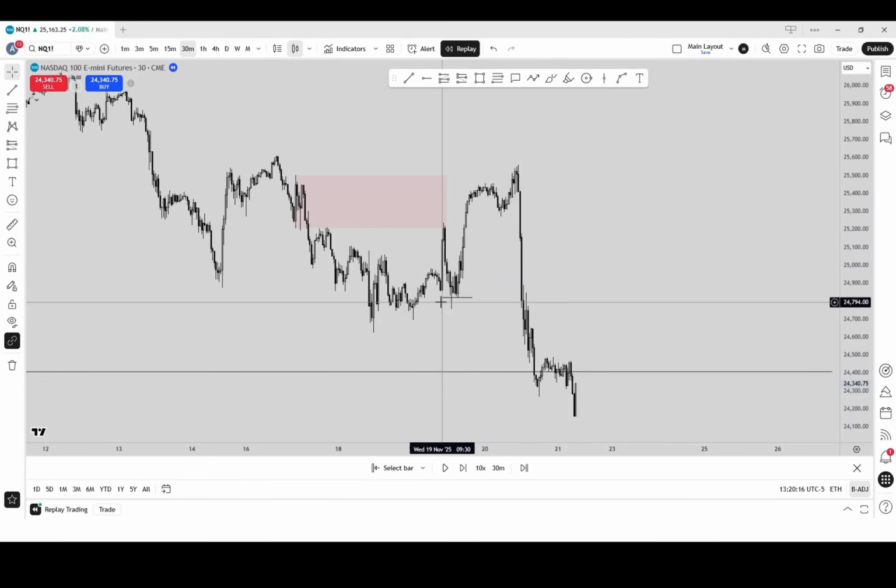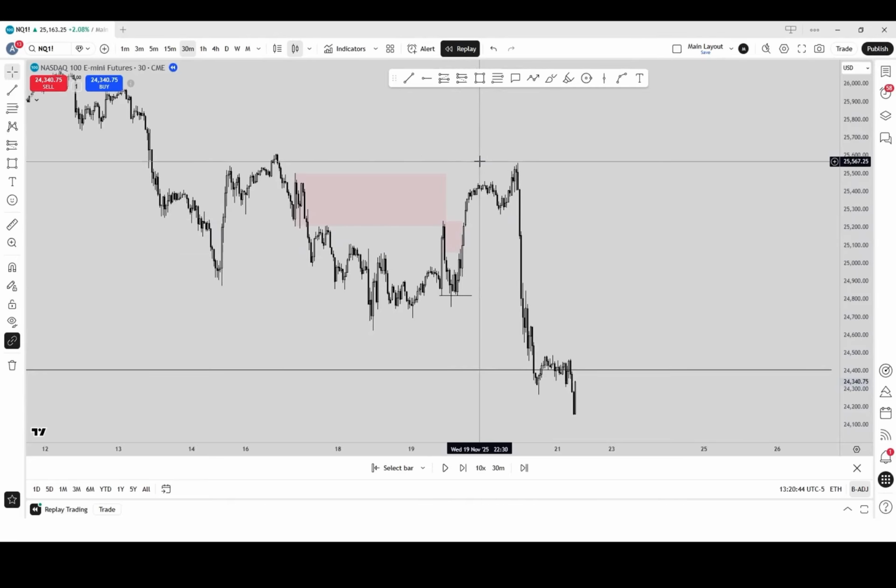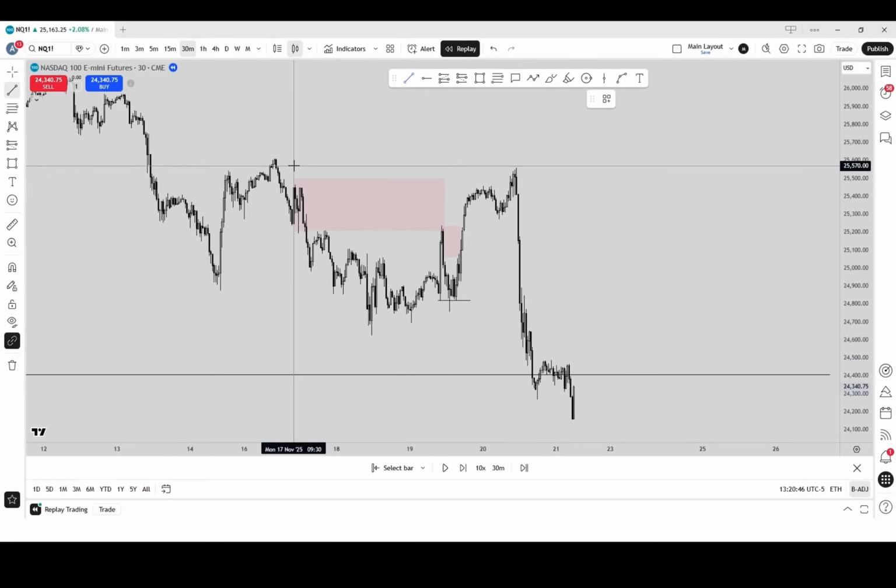Price moved lower. BOS to the downside. Boom. Induced who? Abhishek, this is for you. Induced who? Sellers. Exactly, right? So we've induced sellers. Boom. Sellers want to sell. They get trapped. Okay, all the liquidity is taken.